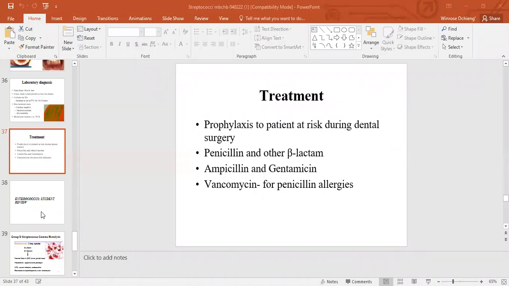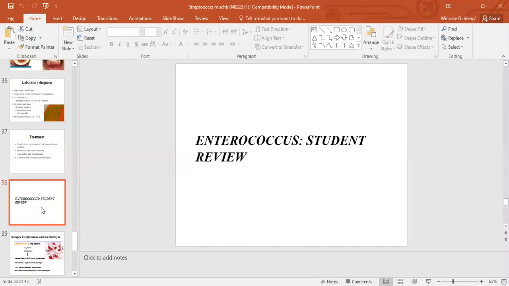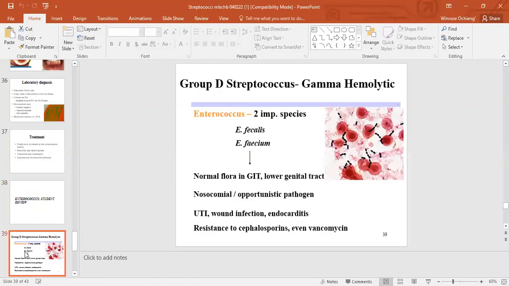So the other group that we are supposed to cover is Enterococcus, and an important one is the group D streptococci: Enterococcus faecalis and Enterococcus faecium. Enterococcus faecalis are normal flora in our GIT and also in our lower genital tract.